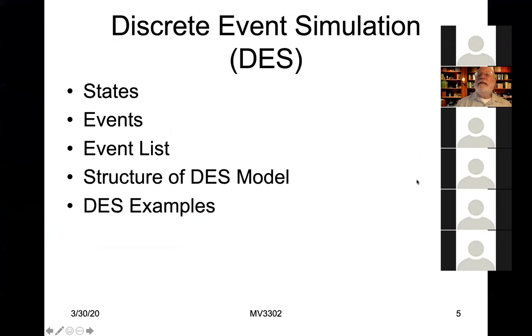Okay, so what is discrete event simulation, or DES? Well, it consists of a number of different pieces, namely states, which we'll talk about, events, which we'll then discuss. There's an important construct, which is in every discrete event simulation engine, called the event list. And then I'll finish up with the basic structure of a discrete event model, and then give just one example, I think is all the time I'll have for today.